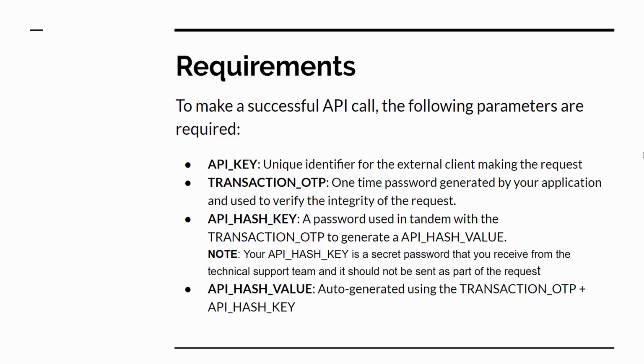Okay, and the value is generated from the API hash key. Your API hash value is just an auto-generated password that is gotten from the combination of the transaction OTP and the API hash key. So what actually gets sent is your API key and your API hash value. Those are the two things that actually get sent in the get URL.